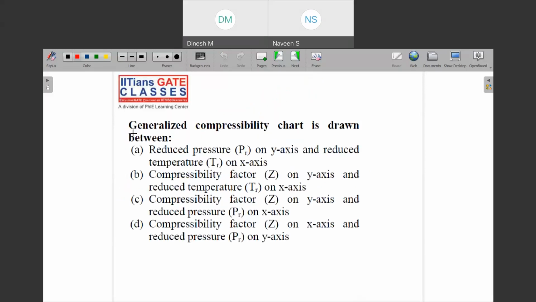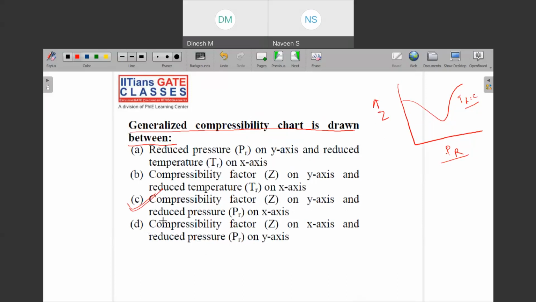Now, it says that the generalized compressibility chart is drawn between, if we can recall, compressibility factor here, reduced pressure here, and then we drew for whom? TR equal to constant lines. So we have compressibility factor on the y-axis and reduced pressure on the x-axis, right?